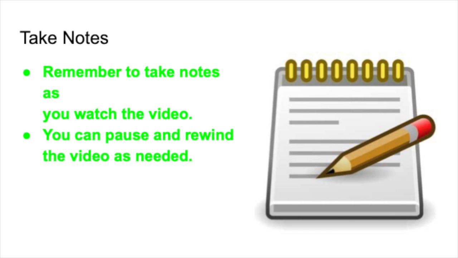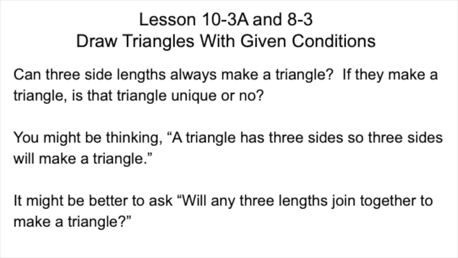Remember to take notes as you watch the video and participate in the activities. Your notes may include observations, theorems, and other notes that you need to remember for future work. We'll focus on side lengths first. The first question to consider is, can 3 side lengths always make a triangle? And if they can, is that the only triangle they can make, or are there others?